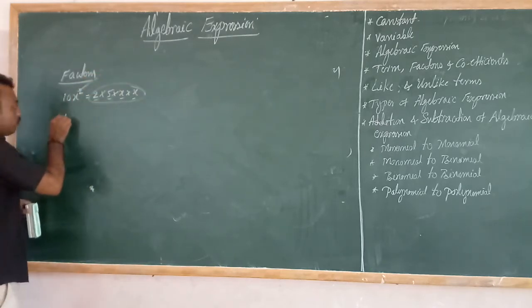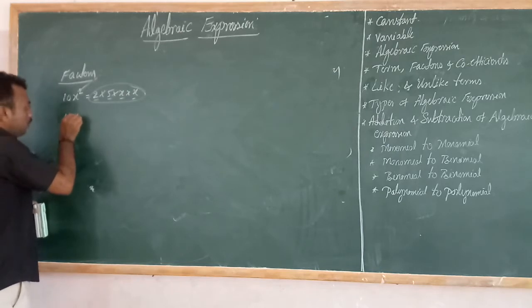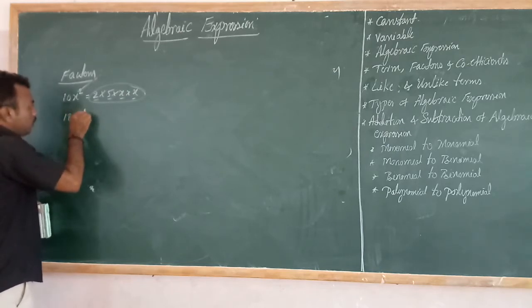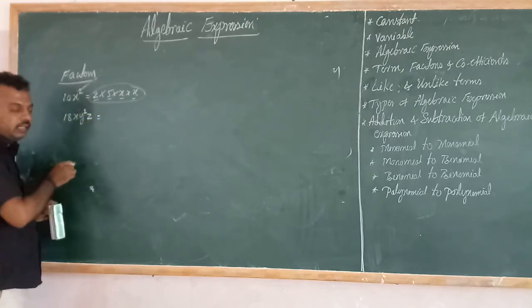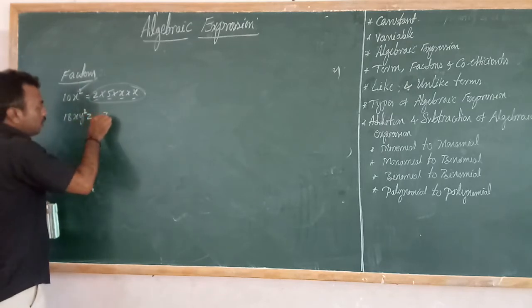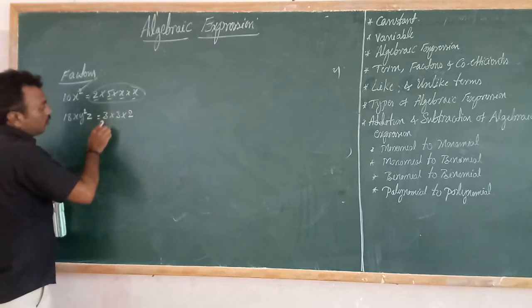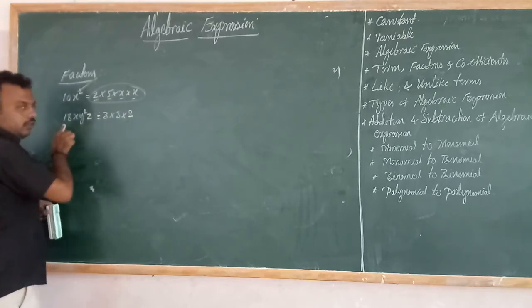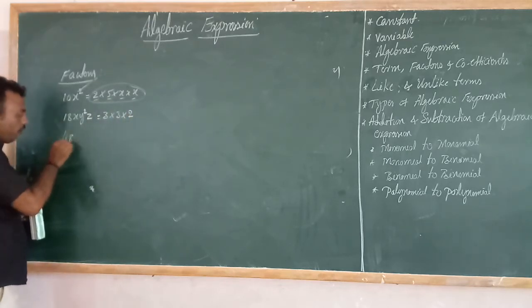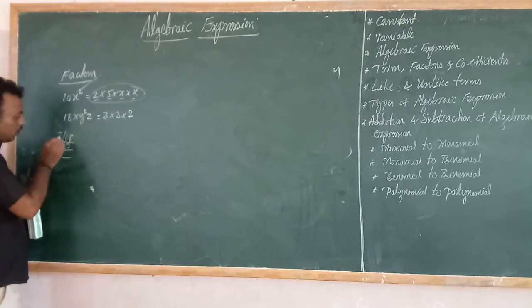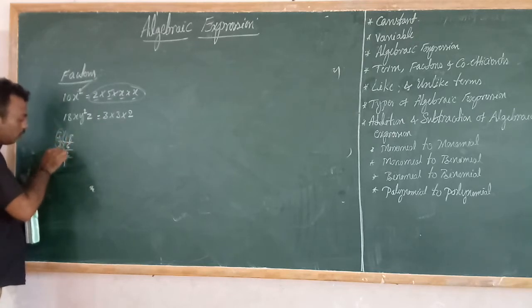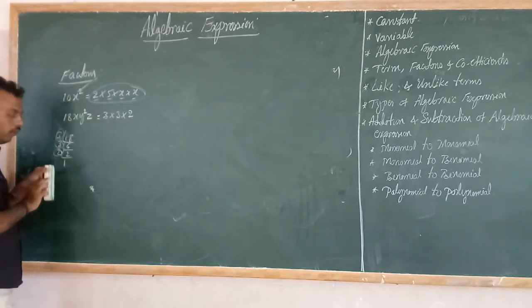So one more thing. 18xy square z. Like that. So 18 can be written as 3 into 3 into 2. 3 threes are 9, 9 twos are 18. Otherwise, you have to factorize 18 like this: 3 sixes are 18, 3 twos are 6, 2 ones are 2. 3 into 3 into 2, like that. That only I will write down.